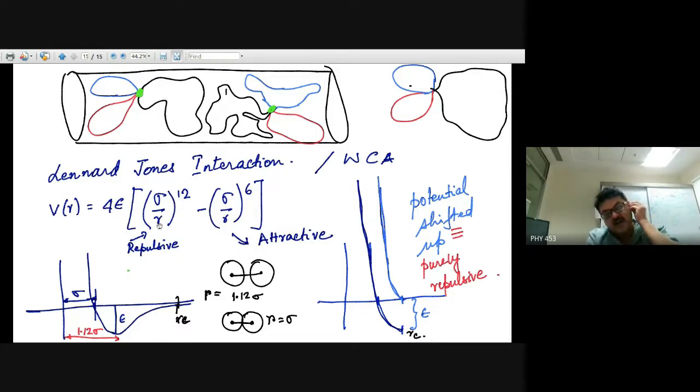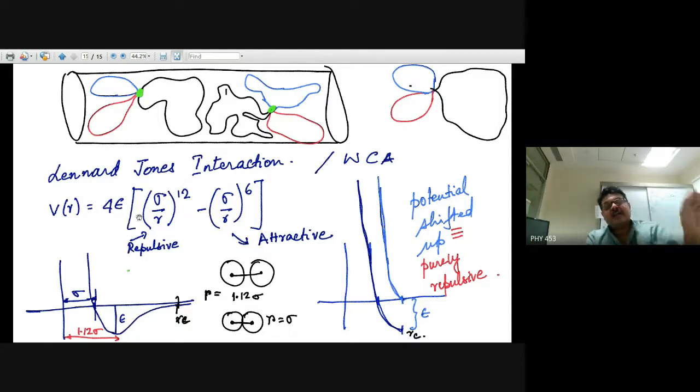So sigma by R to the power 12 dominates over this term when R is small. So it's a very sharply rising repulsive potential, whereas for larger R, this term dominates more. As a consequence, there is a potential minima, and the depth of this potential is this epsilon.